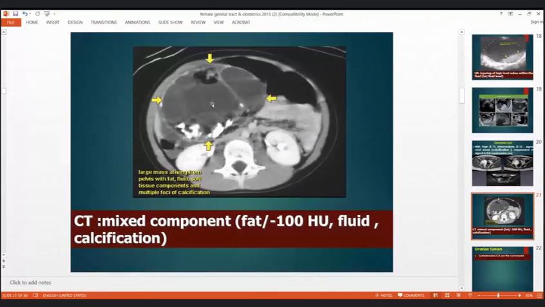CT will show an adnexal mass with variable amount of calcification but with the presence of fat. Fat is seen as negative value on CT, typically less than -30. So this is a lesion with variable amount of fat, can be entirely fat or can have areas of patches of fat, as you can see in the classification.